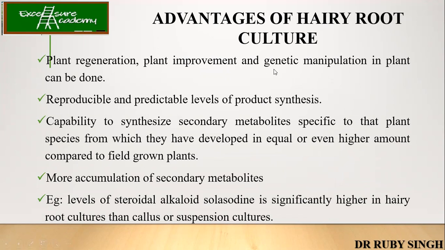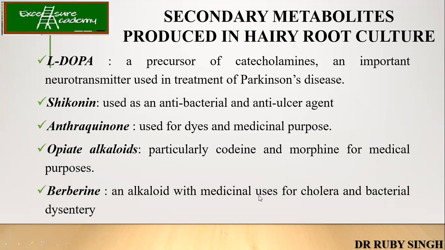So mainly, we also use hairy root culture for secondary metabolite production in larger quantities. So more accumulation of secondary metabolites is possible. The level of the steroidal alkaloid solasodine is significantly higher in hairy root cultures than in callus or suspension culture. So if you want high production of solasodine, then you can go for the hairy root culture. Like that, many other secondary metabolites were also produced using this hairy root culture.